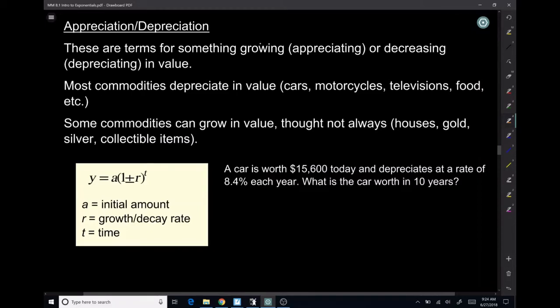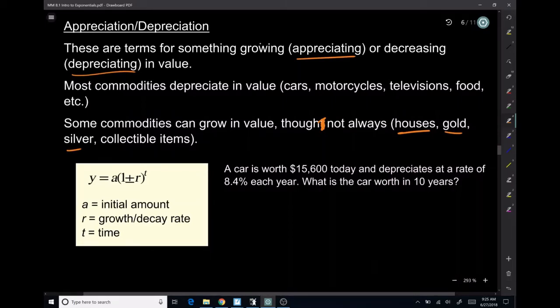Now let's talk about some word problems, some applications. If something is growing, it's called appreciating. If it's shrinking or decreasing, it's called depreciating. Most commodities depreciate in value over time, like cars and motorcycles and food and television, those things. Some grow in value, though not always.